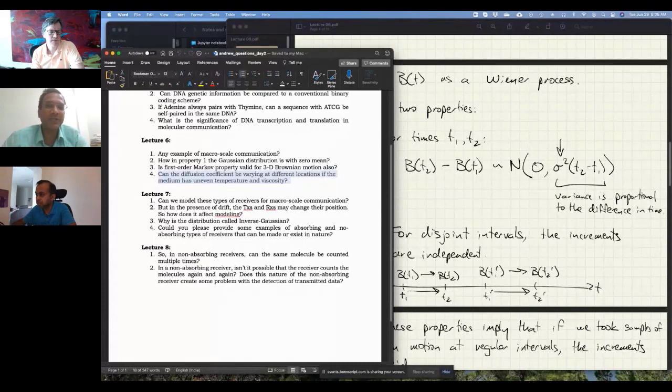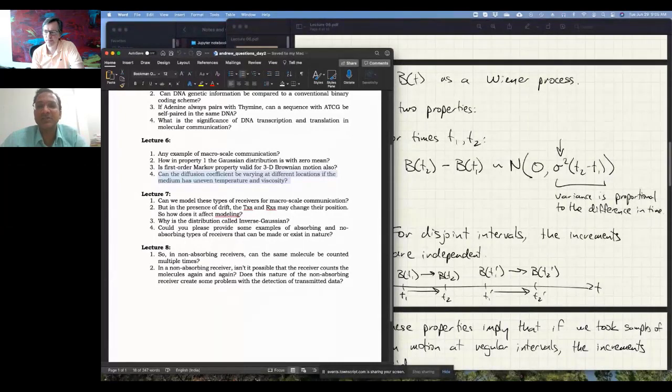We'll now go back to the lecture-related questions that we got beforehand. Lecture 7 now. Can we model these types of receivers for macro-scale communication? So sort of related to the first question in lecture 6, but more of a modeling question. Yes. So in macro-scale communication, the model is more like the non-absorbing receiver.